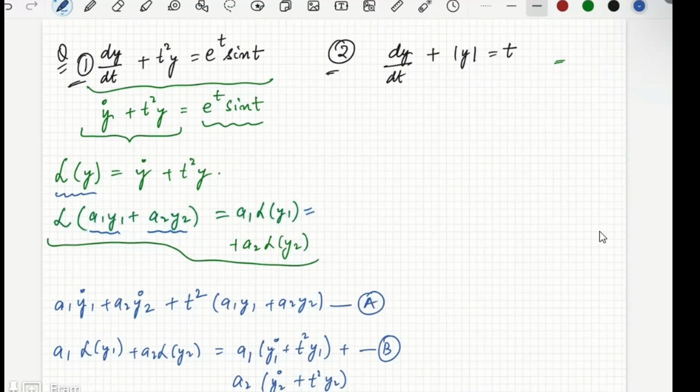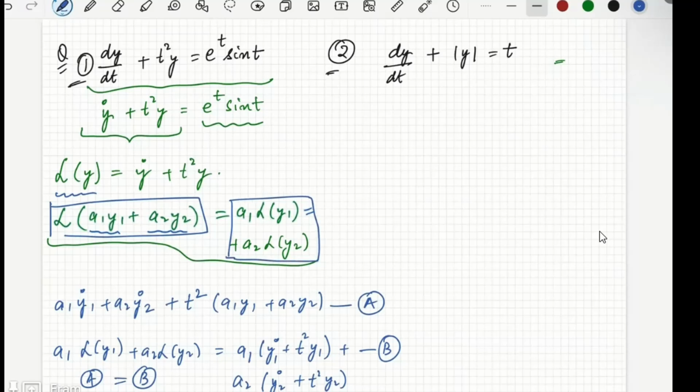Yes, ma'am. So A and B come out exactly equal to each other, meaning this term is exactly equal to this term. So it follows the principle of superposition. So this ODE is linear. Now similarly we can check the second one.